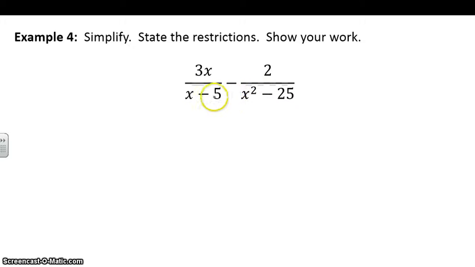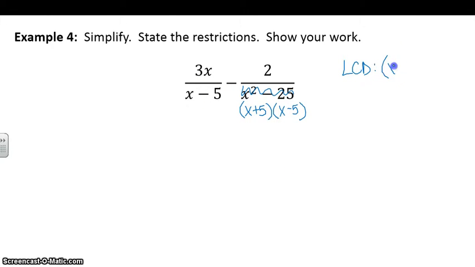Okay, so now we have unlike denominators. Well, I'm going to go ahead and factor, because since these are not the same, I'm going to have to figure out what my common denominator is going to be, and it's not going to be quite just putting this binomial next to this binomial. So I'm going to go ahead and factor this, and this is now going to become x plus 5, x minus 5.